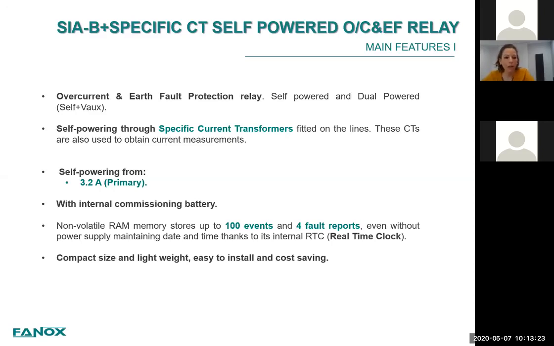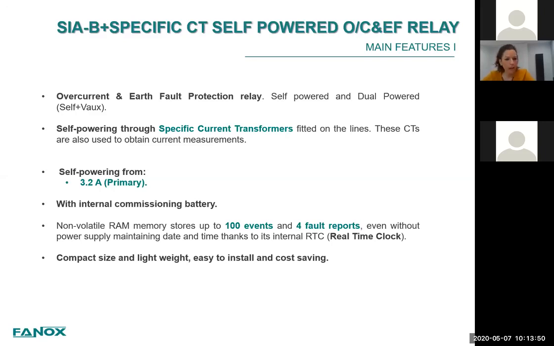The minimum self-powering level that we need to switch the relay on is 3.2 amperes, and the relay is also provided with an internal commissioning battery. This battery is only used to check information or to set the relay. It is not used to trip or to protect the line. So in this case, if we remove the battery, the relay will work completely in the same way.